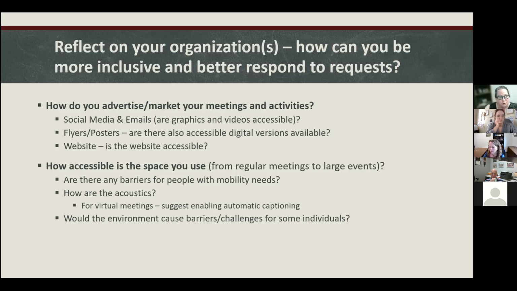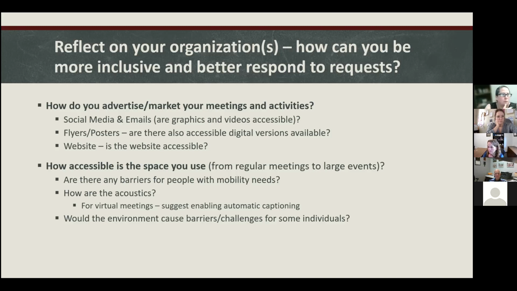Think about the spaces you're using. If you have meetings in the MSC, Rudder, somewhere on campus, would somebody who had a mobility disability be able to physically get there? What are the acoustics like of that space? Do you need to have amplification?